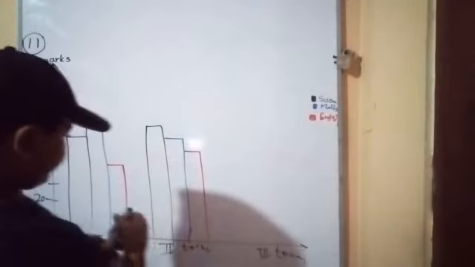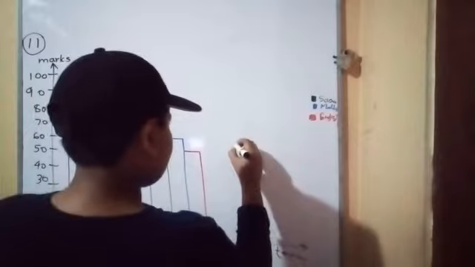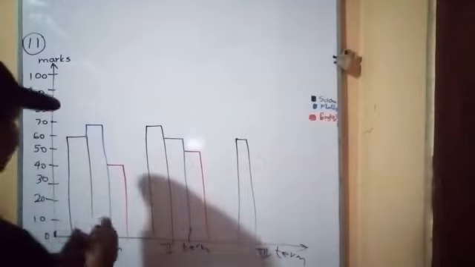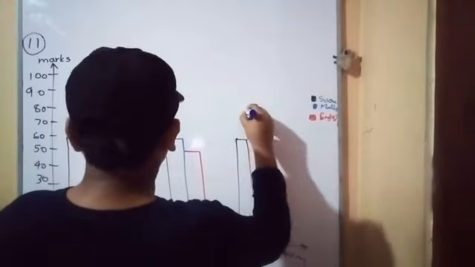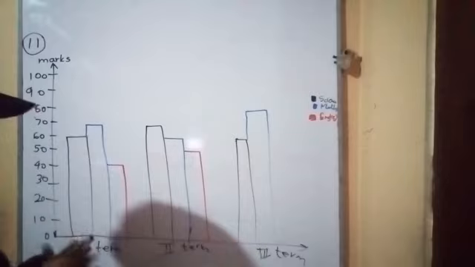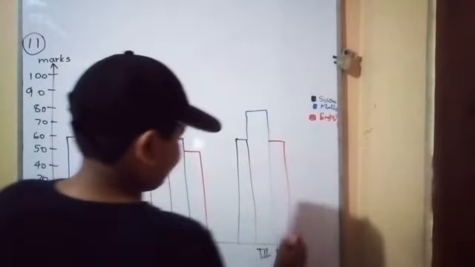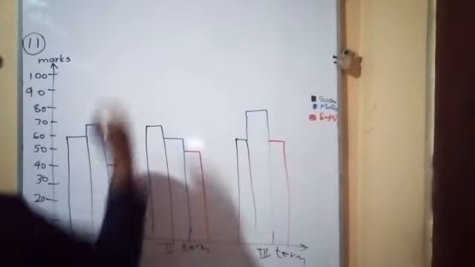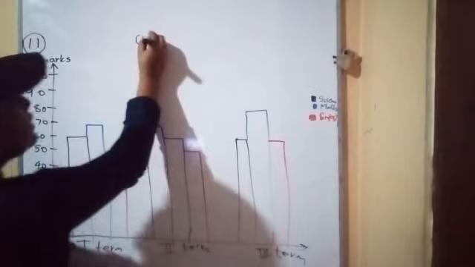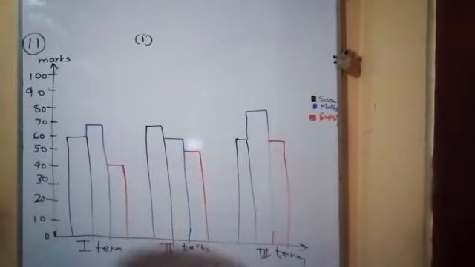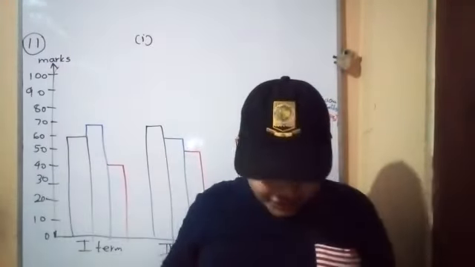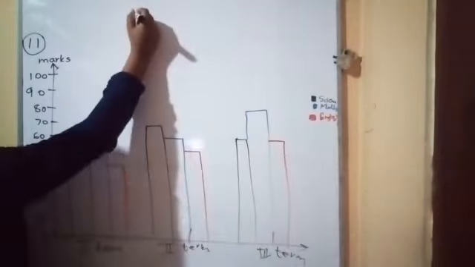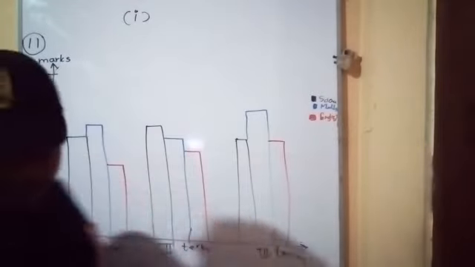In the third term, now the science is 60. Maths comes to 80. Good. Now English comes also 60. Now let's see the answers to the questions. Now what is the first one? Which subject shows a continuous increase in the marks? Continuous increase. So, write the first question there.